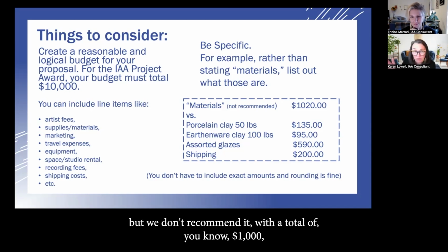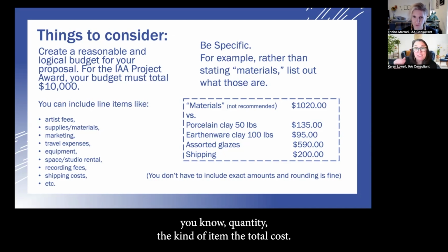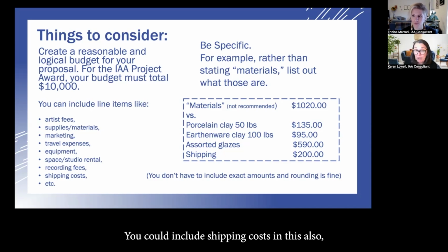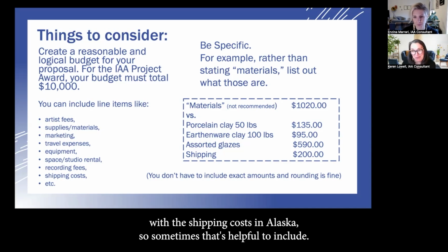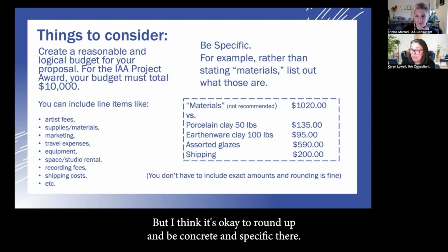And with a total of $10,000, you can list out individual items, things like quantity, the kind of item, the total cost. You could include shipping costs in this also as part of that. Many panelists are not familiar with the shipping costs in Alaska, so sometimes that's helpful to include. You don't have to include exact amounts. You don't have to go down to the pennies, but I think it's okay to round up and be concrete and specific there.